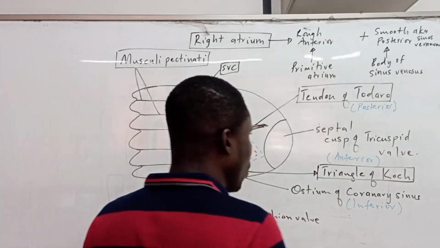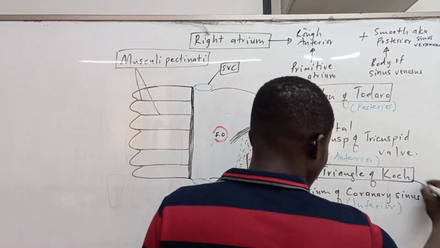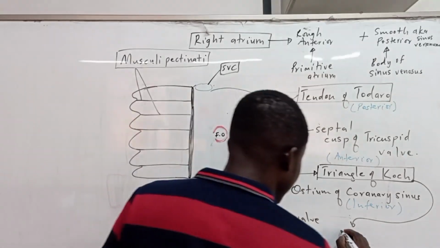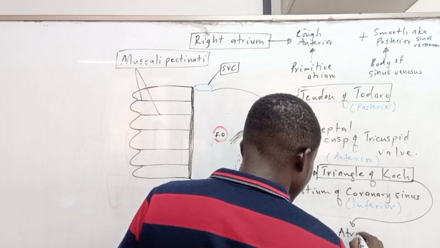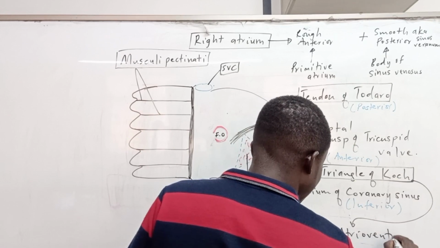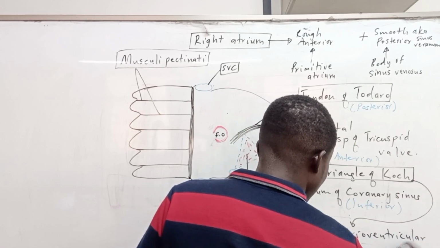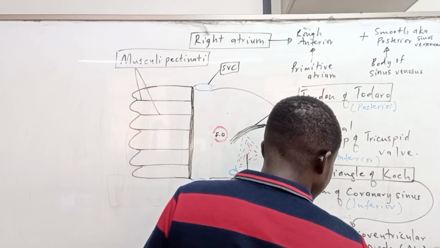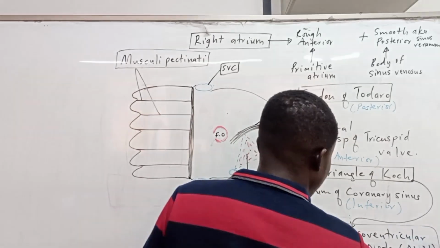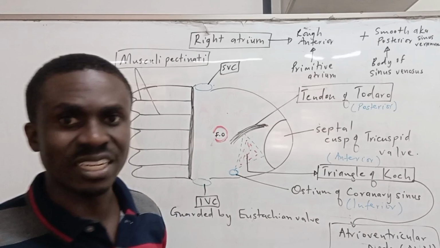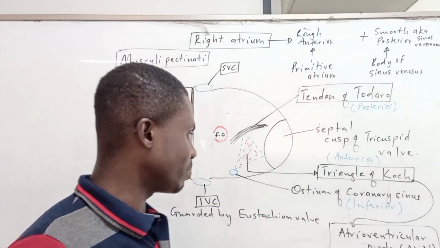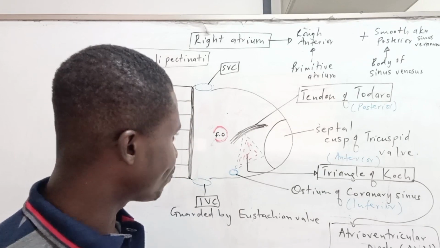The triangle of Koch is the location of the atrioventricular node. Of course, the AV node. And you know that is the first part of the conduction system of the heart. First part of the conduction system of the heart. That's what I want you to know.